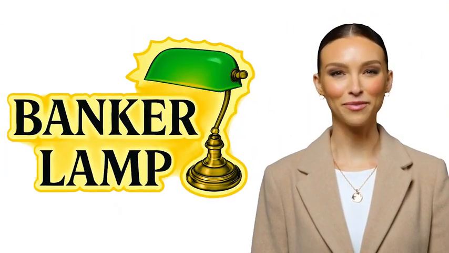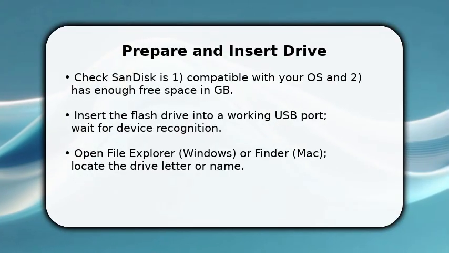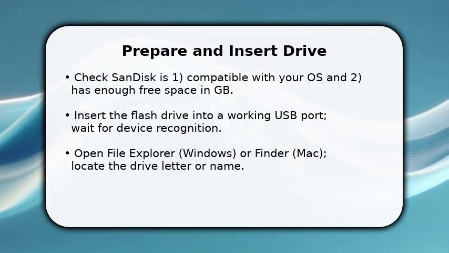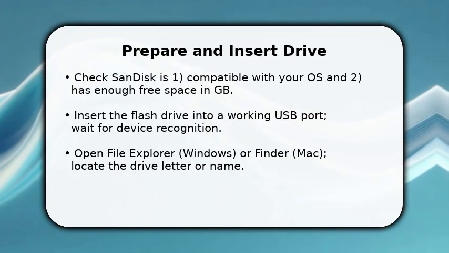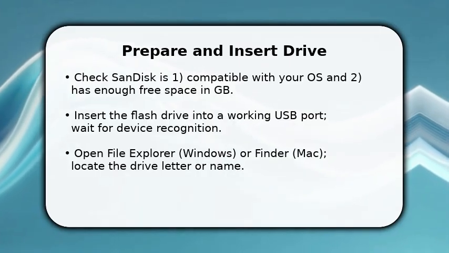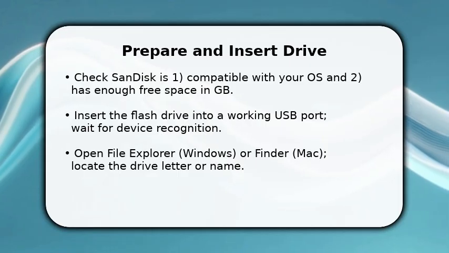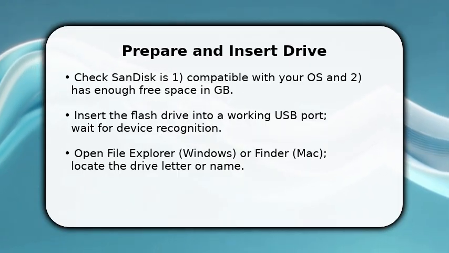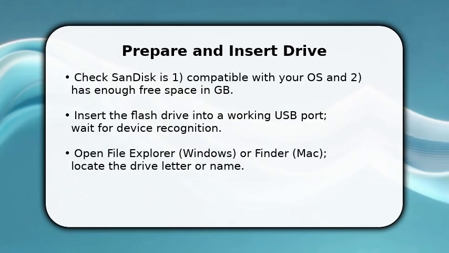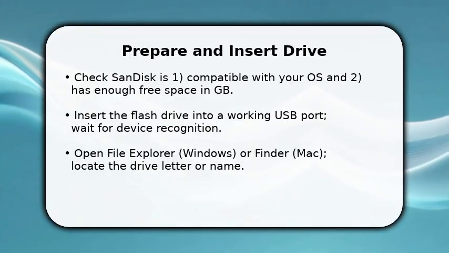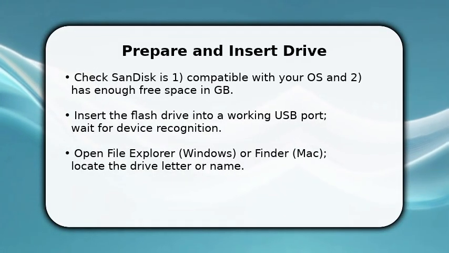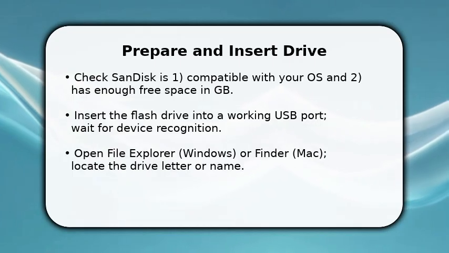Please enjoy the video. You start by confirming the SanDisk has enough free space and is compatible with your computer. Insert the flash drive into a USB port and wait for the system to recognize it. This ensures safe transfer and avoids write errors. Open File Explorer on Windows or Finder on Mac so you have the target folder visible. Once done, keep the source folder with your pictures open in another window to speed up selection and transfer.